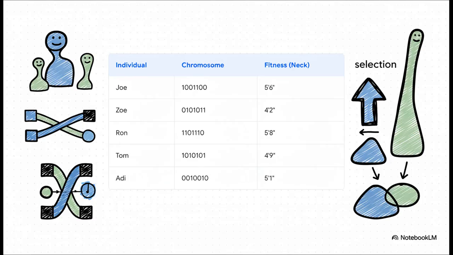So we kick things off with our first totally random population. See? Each giraffe here has a chromosome, which is just a string of ones and zeros that represents its unique genetic code.